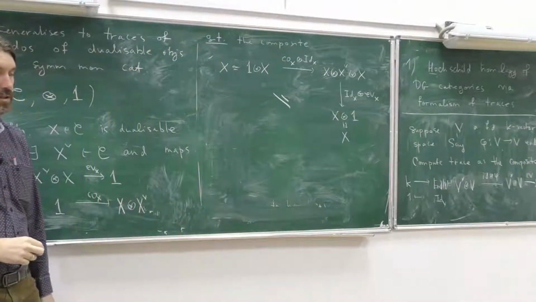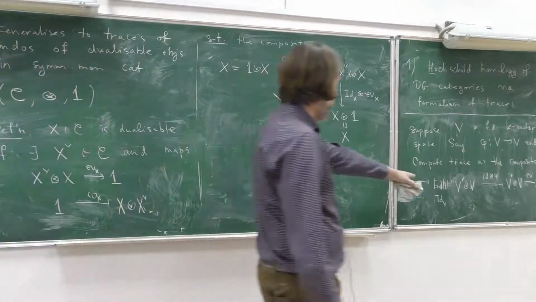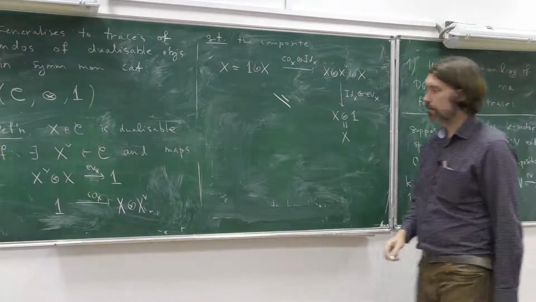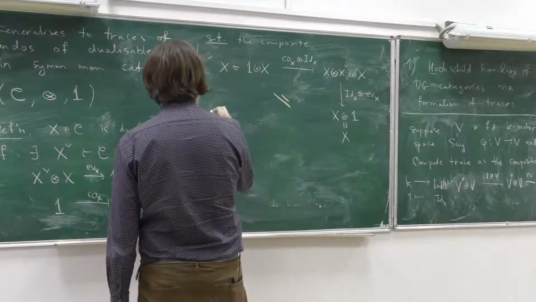Okay, so that's the condition on x. And if you try this for the usual pairing between a finite dimensional vector space and its dual, it's easy to check that this is the identity. So, exercise.